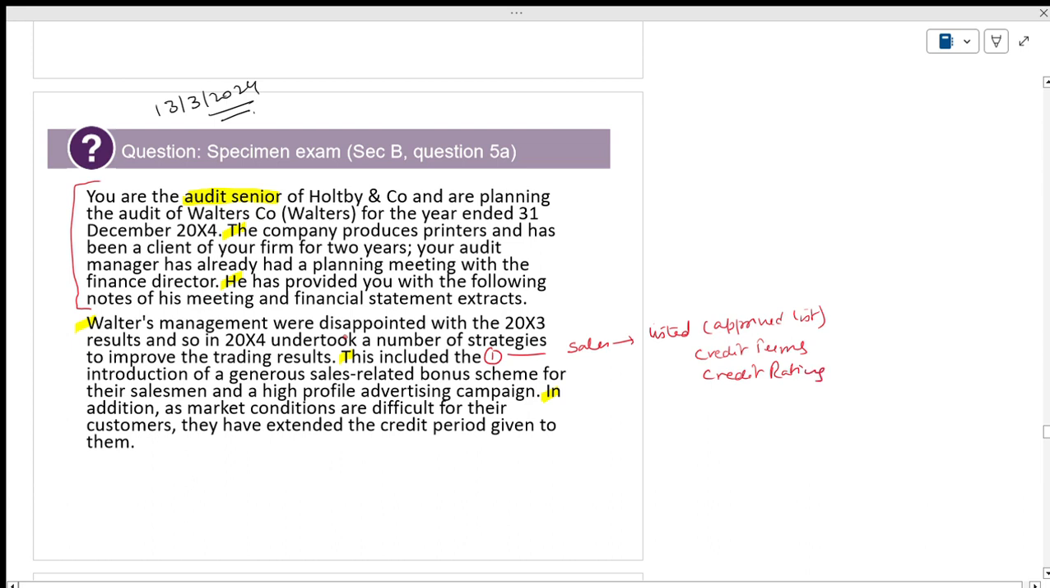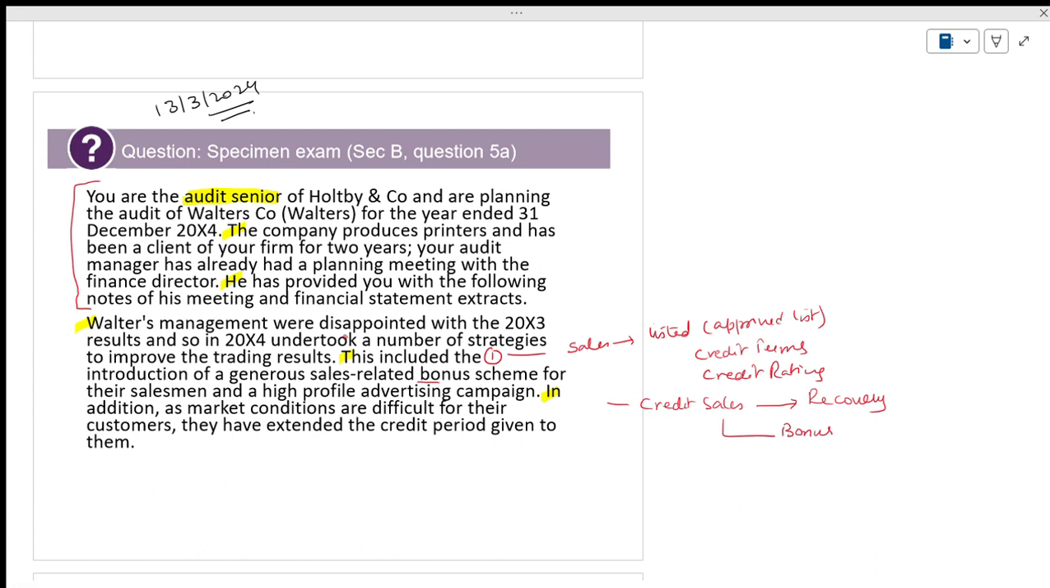See, only on one sentence you can build up so many different types of audit risk. Only on one statement. This includes generous, which means free sales related bonus. See what you are doing now. We are doing sales. We are having credit sales. Credit sales value will increase. Based on the credit sales, they will get bonus. But the risk is you have to get the recovery. That's very important. Doing the sales is not the risk, but credit sales recovery is very important.